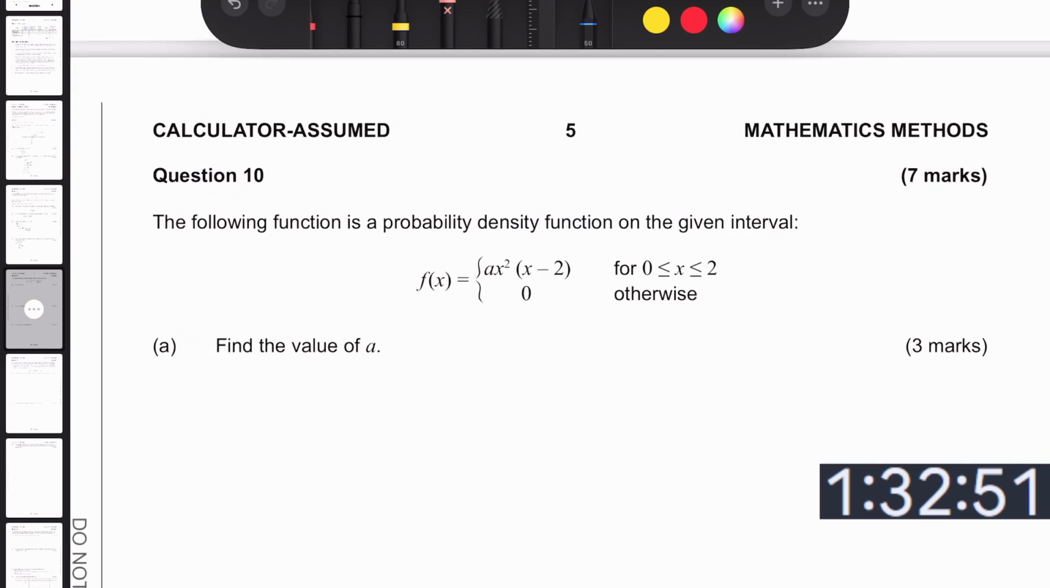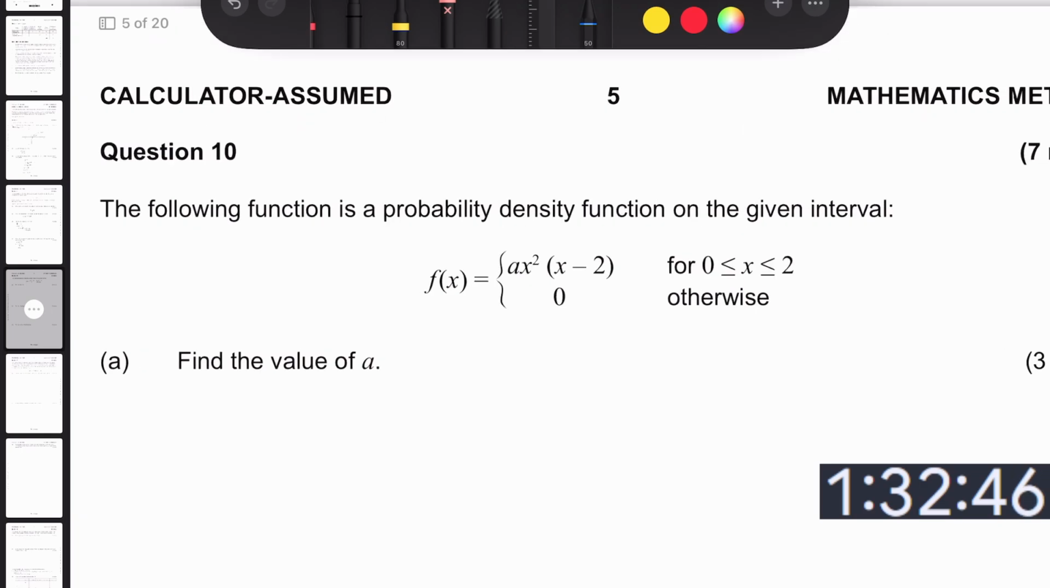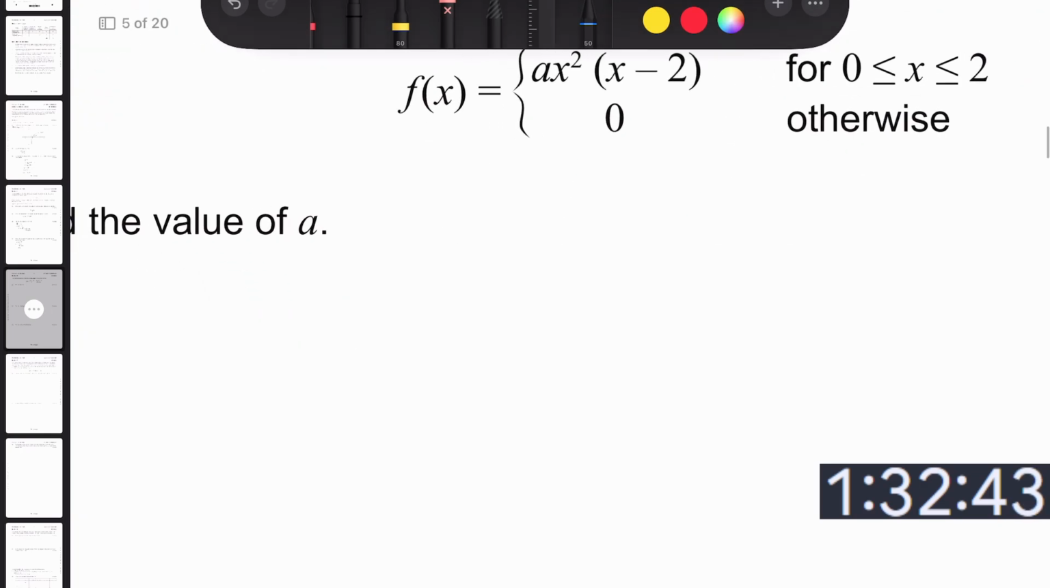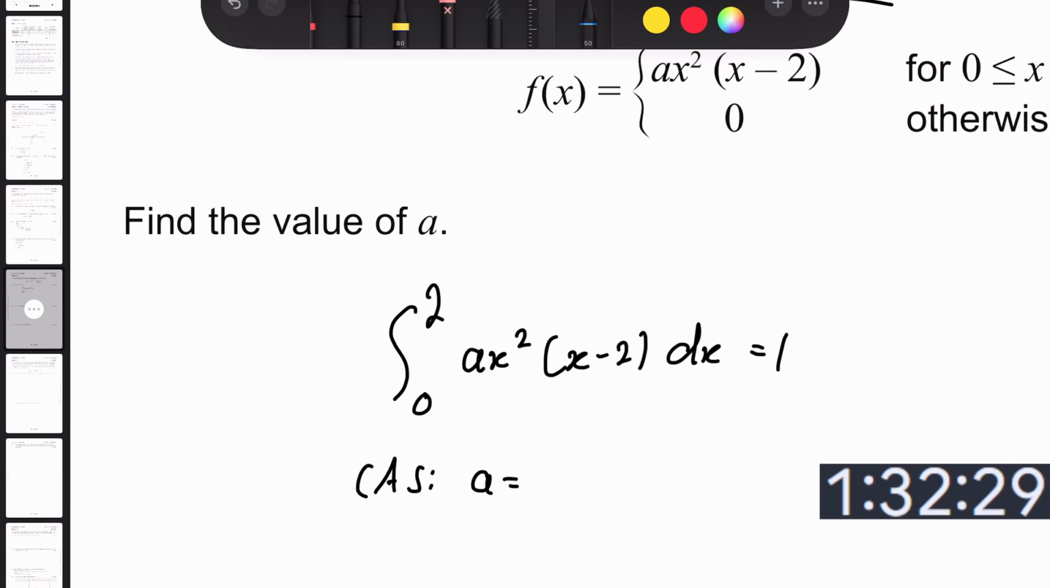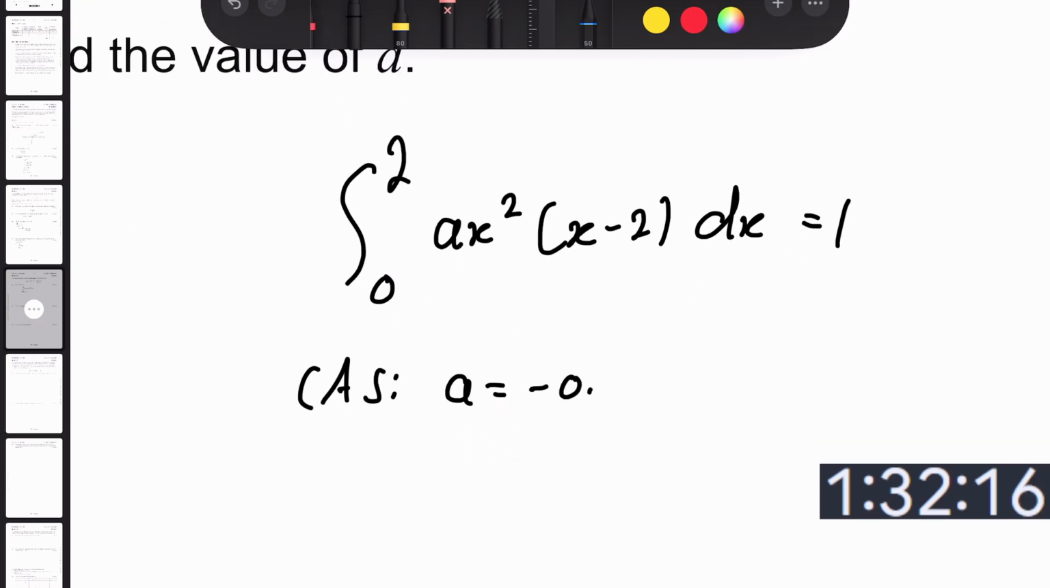The following function is a probability density function on a given interval. Find the value of a. So this is a density function. So then I know that the integral from 0 to 2 of a x squared times (x minus 2) dx is going to be equal to 1. I'm going to use CAS and solve. I'll put the integral from 0 to 2 of y x squared (x minus 2) dx equals 1, comma y. So this is going to solve for y. And this is 0.75.